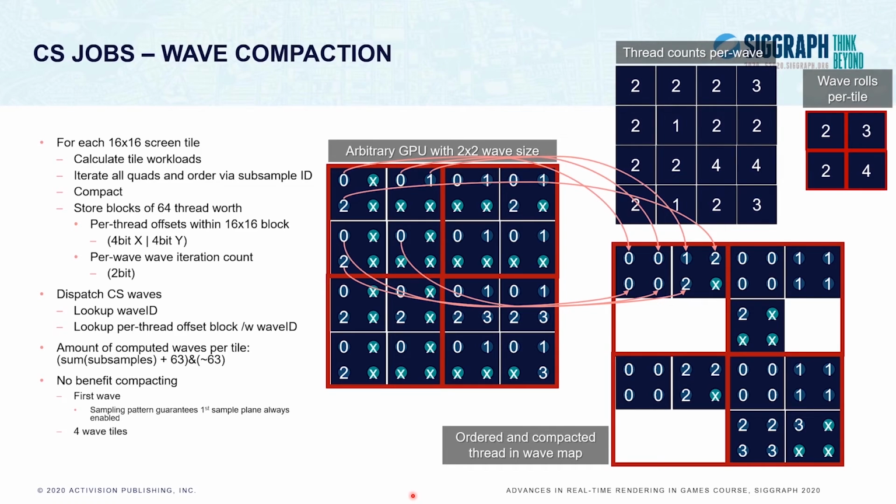Then, one additional optimization is a direct consequence of sample ordering and the fact our sampling pattern always guarantees existence of sample 0. Therefore, there is no need to store first wave offset map. Also, in a case of 4 waves rolling, there's no benefit of repacking, because however tight we pack, we still need to run all 4 waves.